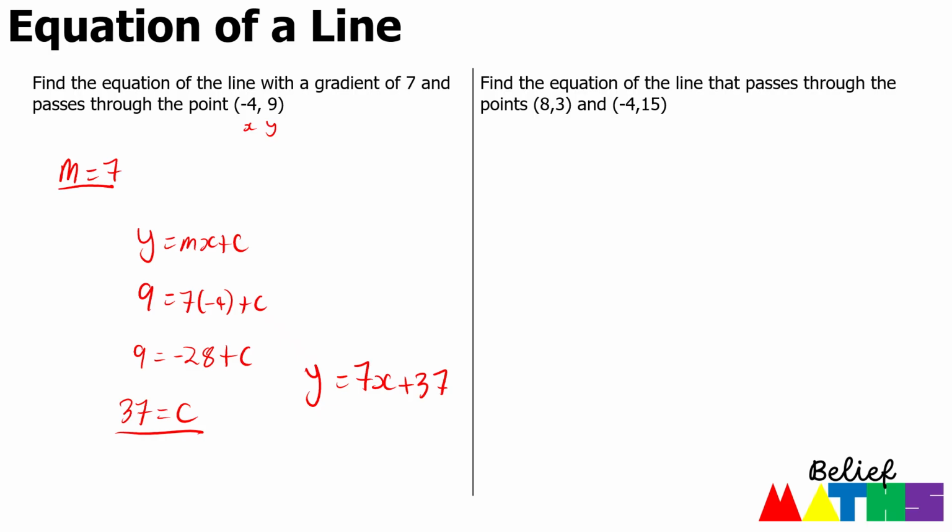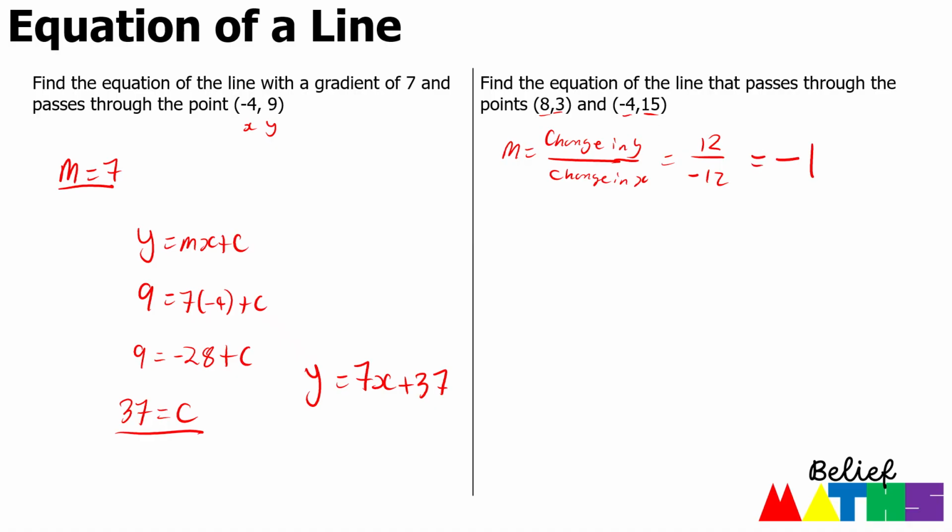Same idea with the next one. The first thing we need to find is m, but in this case we're given 2 points. Remember, m is the change in y over the change in x. So therefore the change in y, how did I get from 3 to 15? Well, that gave me add 12. And to get from 8 to minus 4, I've taken away 12. So m in this case is negative 1.